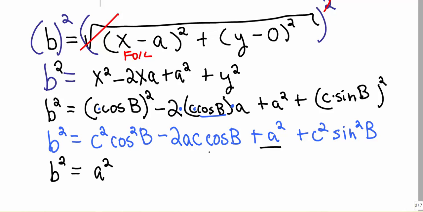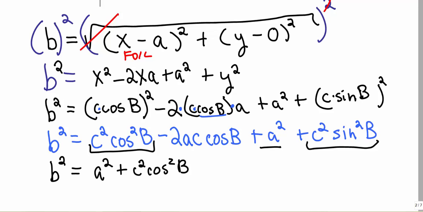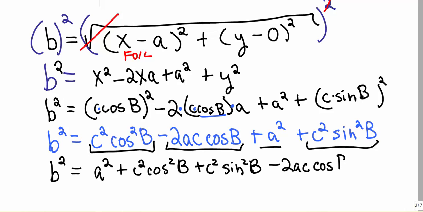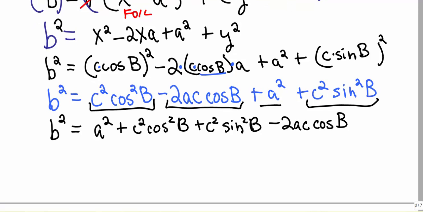And I'm going to bring these two terms to be next. So I'm going to put plus c squared times cosine squared b plus c squared times sine squared of angle b. And I'm going to put the minus 2a times c cosine b in the back. Now, it should start to look a little bit like our law of cosines that we started out with. We just have to do one thing here to make it look like the formula that we saw at the beginning.